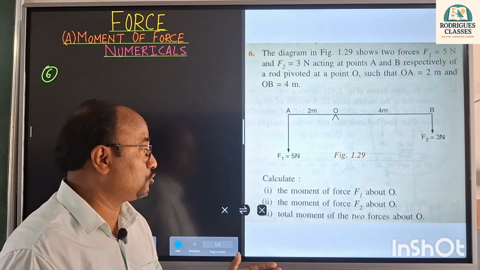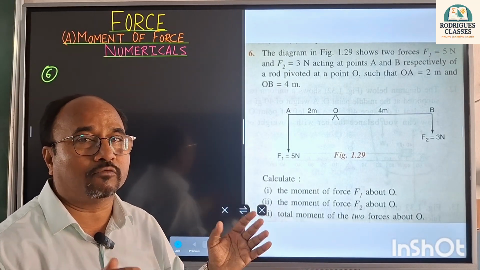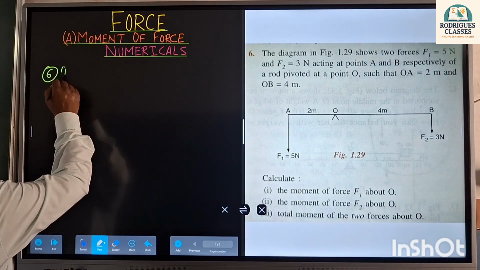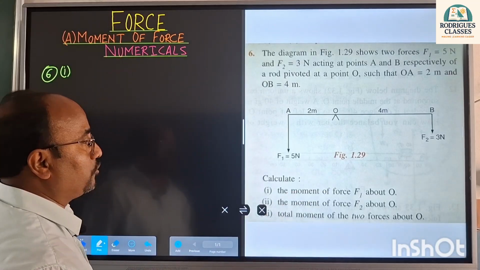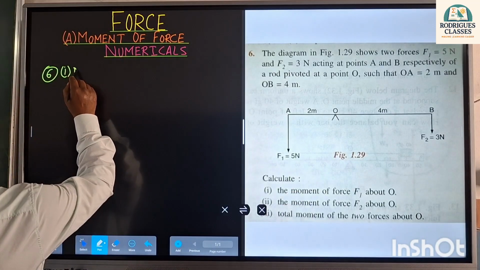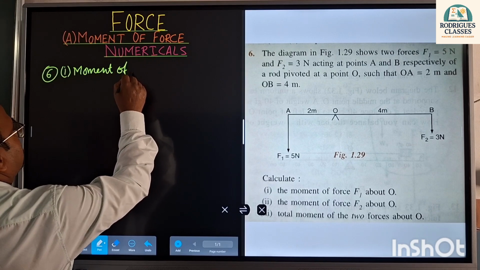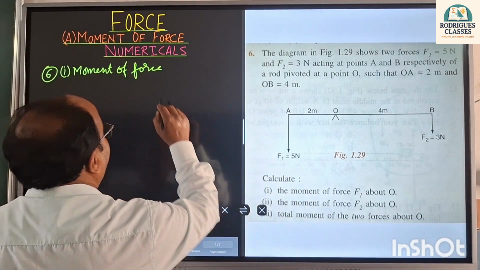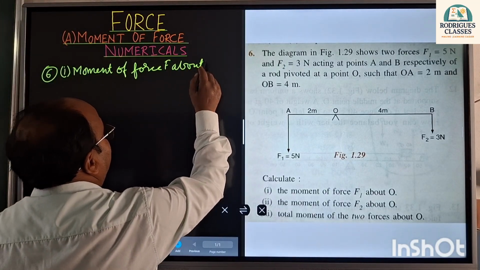And the third one is to find the total moment of the two forces. When both the forces are taken into account, what is the total moment? Okay. So first of all, let us go to find the first one, which is calculate the moment of force F1 about O. So moment of force for F1 about O.